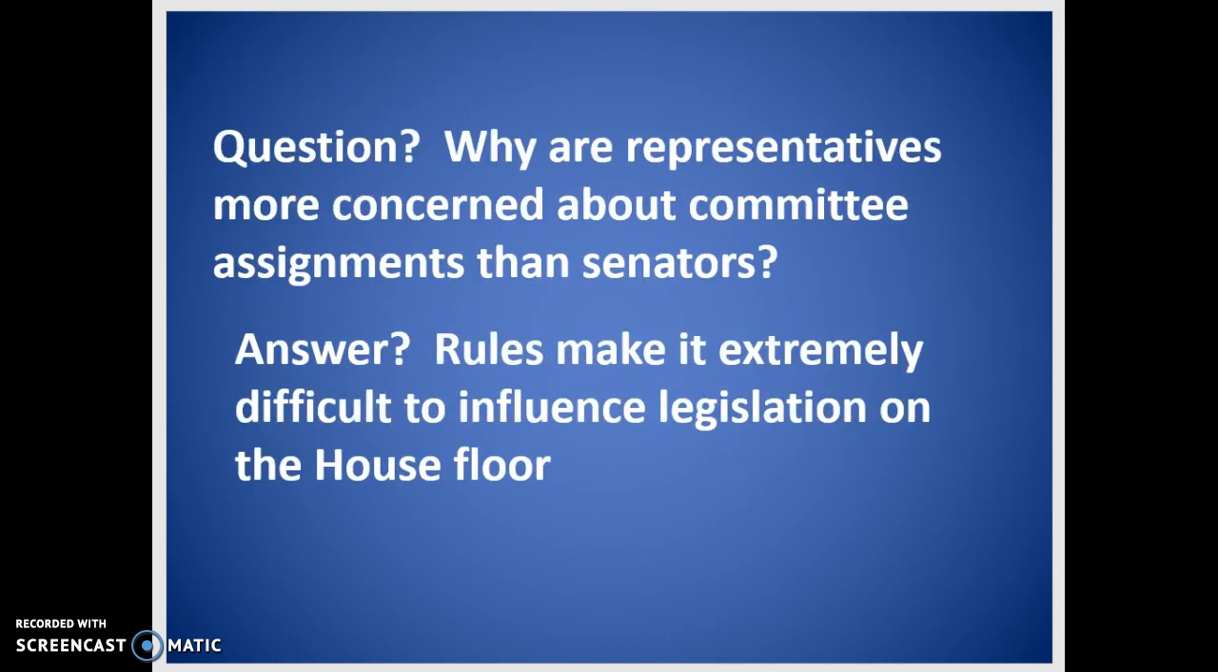Why are representatives more concerned about committee assignments than senators? Because there's not much you can do on the House floor. So you have to be in the committees that are going to matter and be getting most of the legislation to make a difference. You can add amendments, but they can get voted down, versus being in a committee where you can make changes, mark up a bill, and things like that.